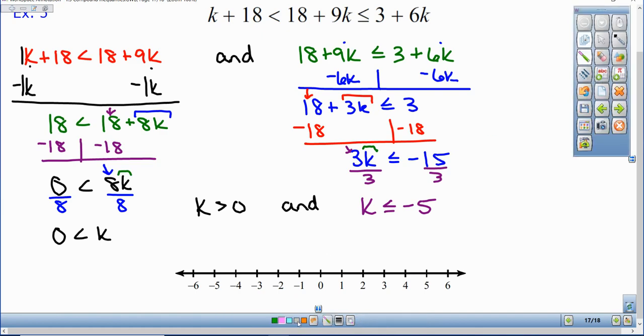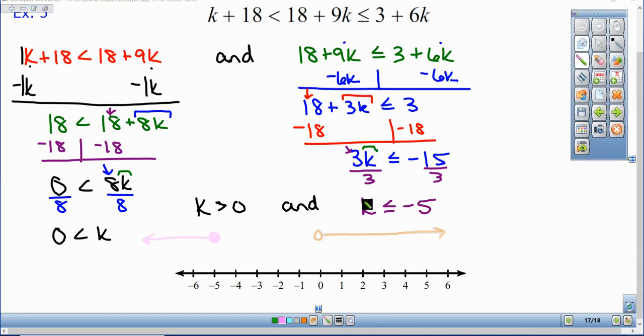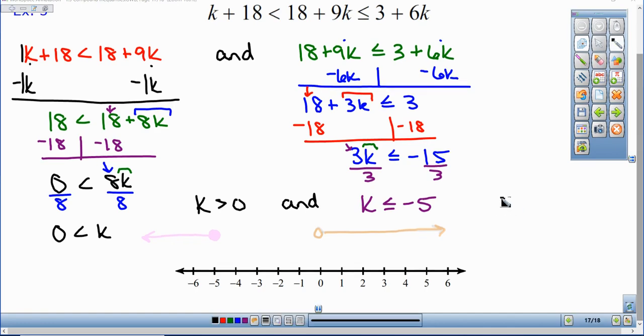Let's look at our graphing. We say k is greater than 0. Well, any number greater than 0 would look like this section. That is really faint, so I'm going to do that again, another color. And the second requirement is that k is less than or equal to negative 5. So negative 5 works, so I'll fill that in. But if we want the numbers less than that, then we go this way. And remember, we're looking for numbers that are in both sections. And since there is no overlap, there is no solution here.